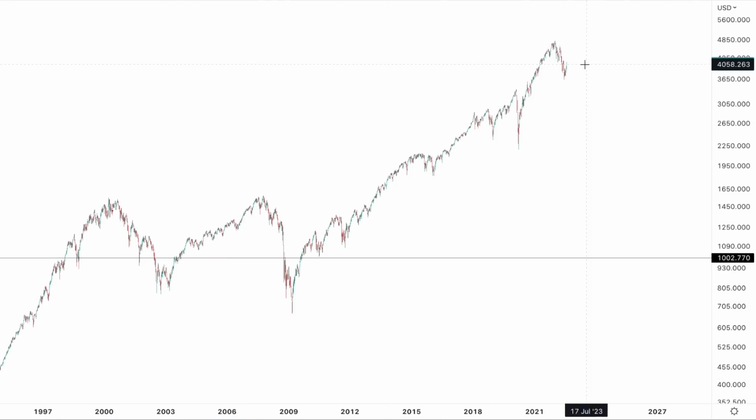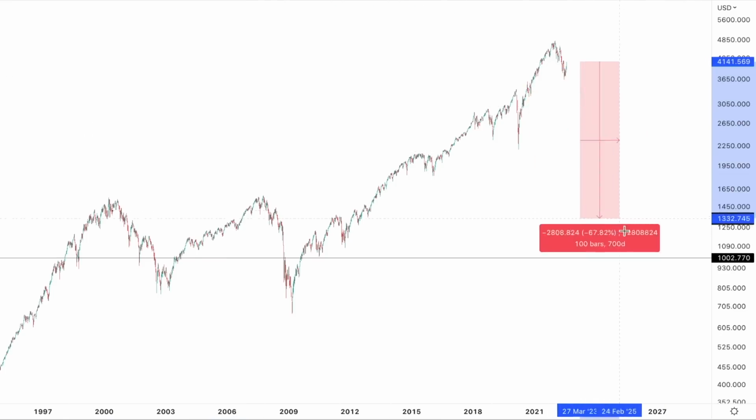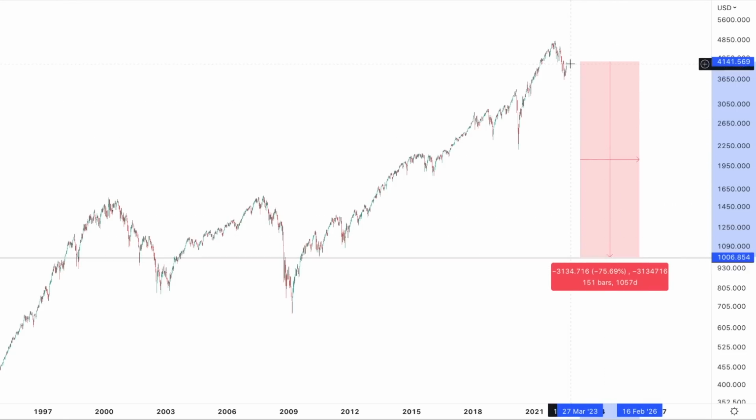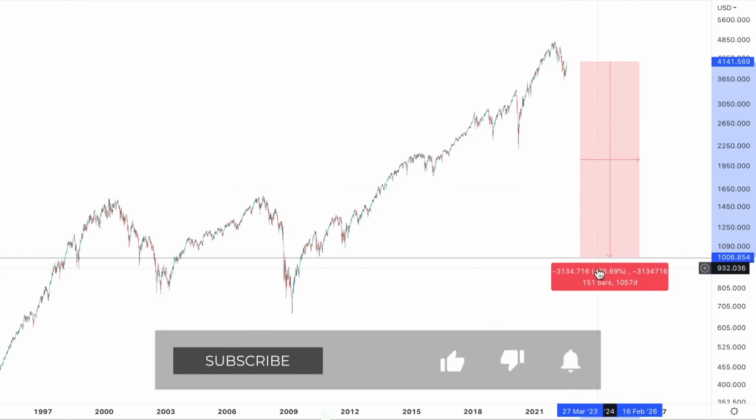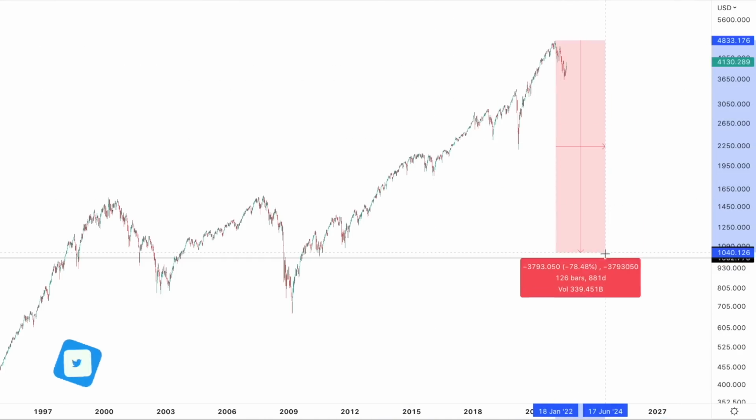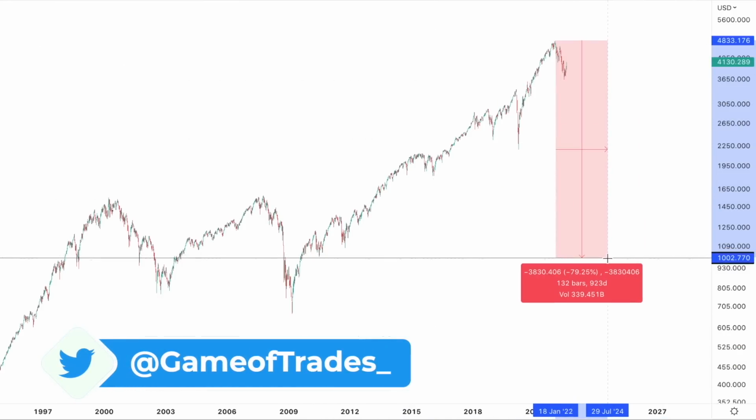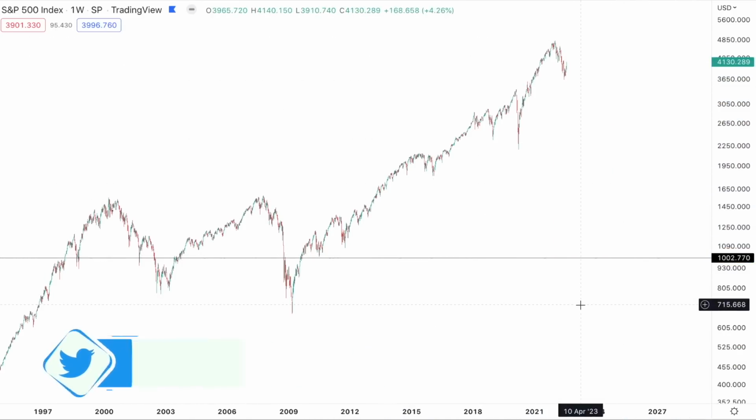And by the way, from current levels, 1,000 points is around a 75% drop from current levels, right? So that is quite impressive. And from the top, that is around an 80% drop from the top. So we're going to dive into that.